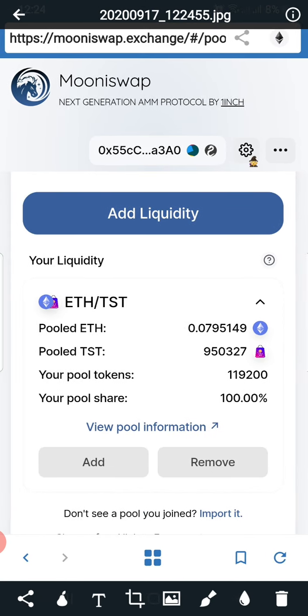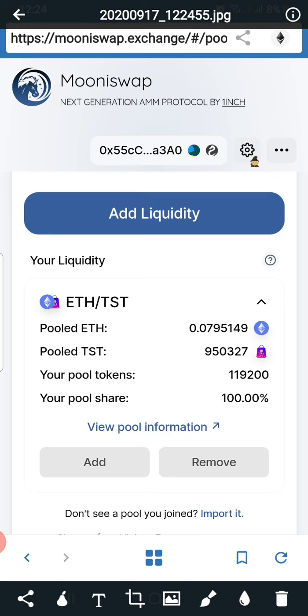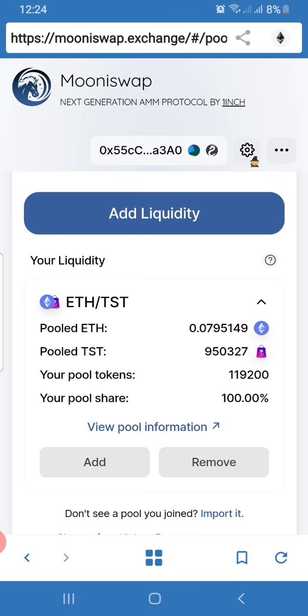So if I expand the liquidity I provided, you find out that I have a pooled Ether of 0.0795149, and I have about 950,327 TST in the liquidity pool. And the pool tokens given to me to represent my share is 119,200 Mooniswap token.